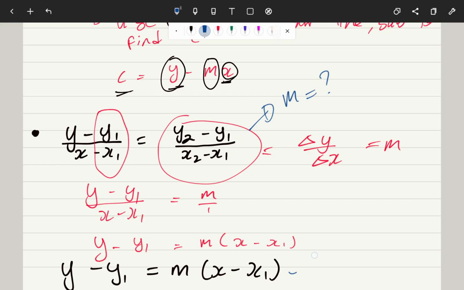But now here, if you know what your gradient is, say your gradient equals perhaps a value a, you can just come straight to this formula. You substitute your m and one point. That's all you need. You just need one point and your gradient. So if you have one point and your gradient, substitute, and get done with it.